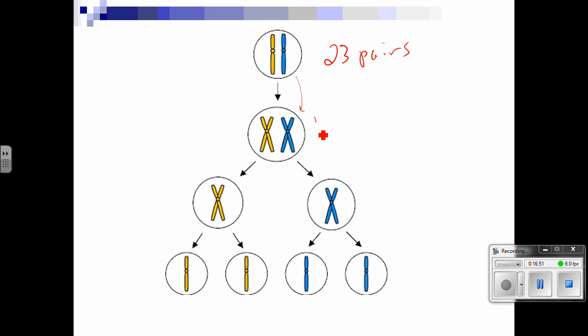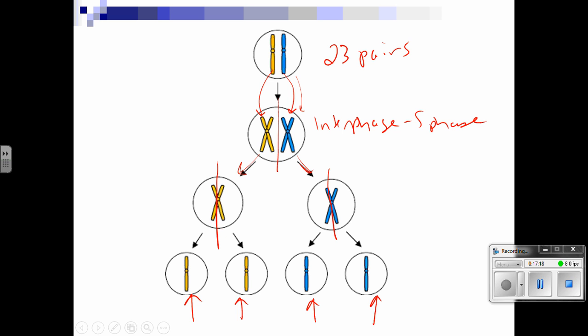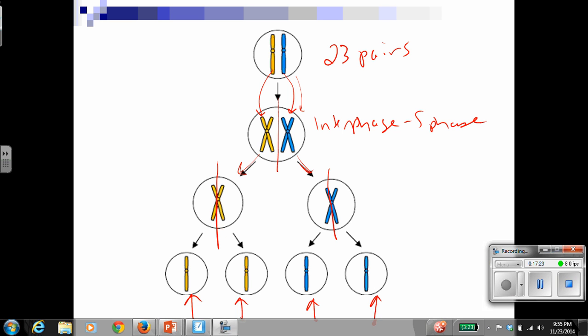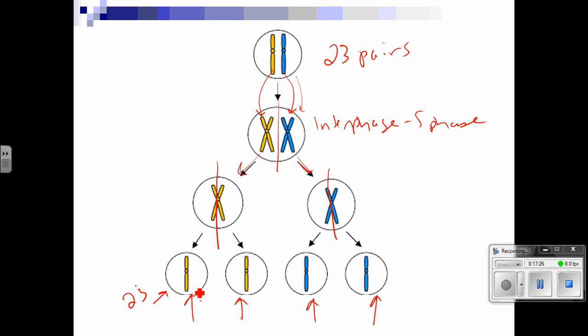So in interphase, remember in the S phase, the DNA duplicates. So that's why it's showing here a duplicated chromosome and here a duplicated chromosome. So these are going to pair up, and then they're going to separate. The homologous pairs will separate first, and then the actual chromosomes will separate next, so that each cell is getting one of those. Now, obviously, in humans, there would be 23 in each of these.